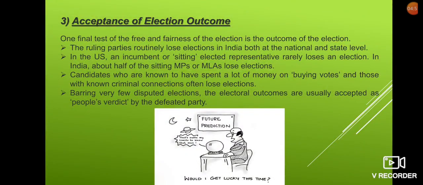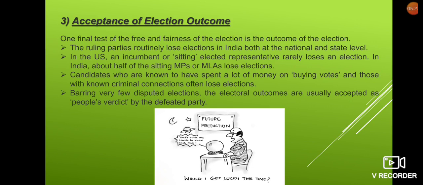The third aspect is acceptance of election outcome. One final test of a fair and free election is the outcome of the election. The ruling parties routinely lose elections in India both at the national and state level. In the US, an incumbent or the sitting elected representative rarely loses an election.